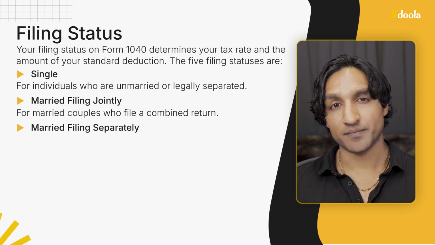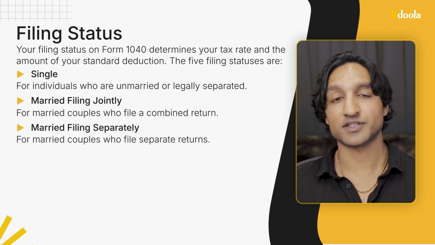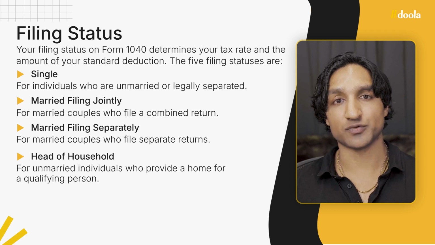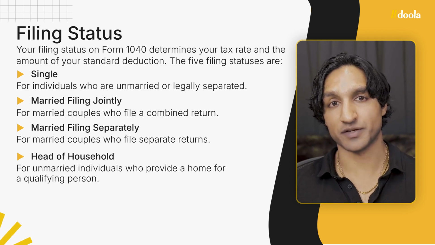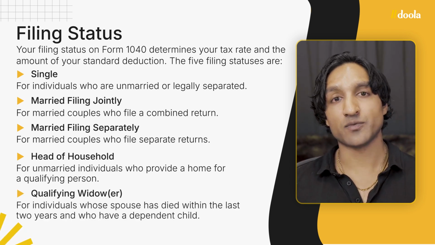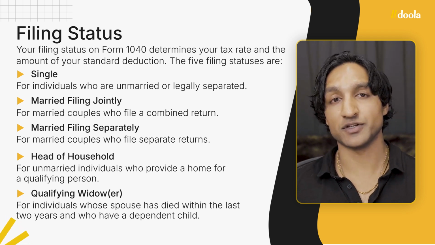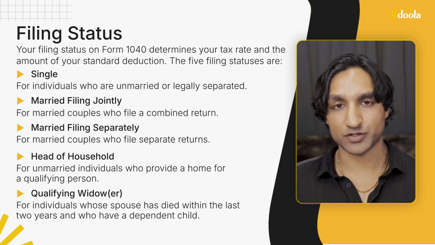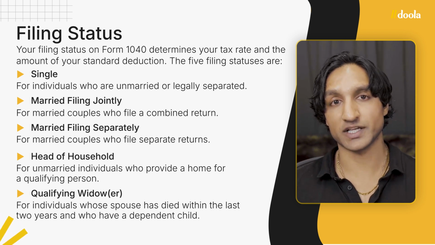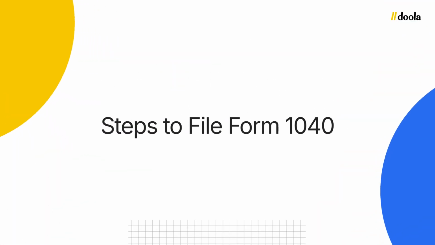Married, filing separately. This is for married couples who file separate returns. Head of household. This is for unmarried individuals who provide a home for a qualifying person. Qualifying widower. This is for individuals whose spouse has died within the last 2 years and who have a dependent child. Choosing the correct filing status is crucial as it impacts your tax bracket and eligibility for certain credits and deductions. Steps to file Form 1040.